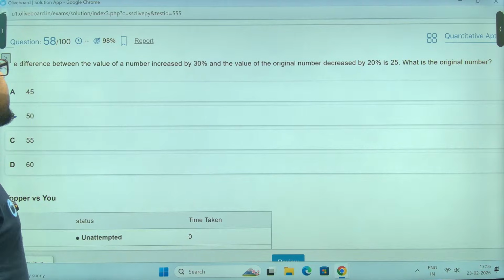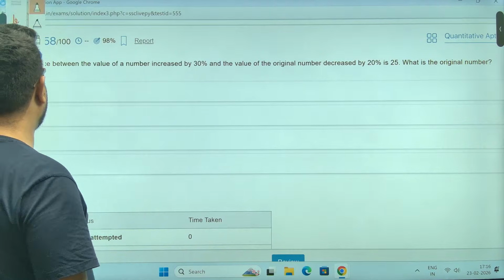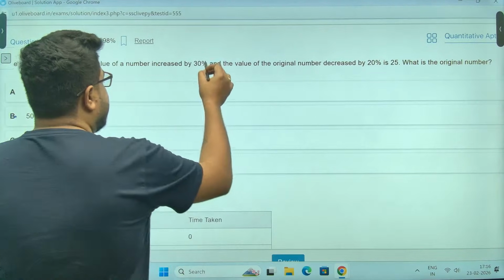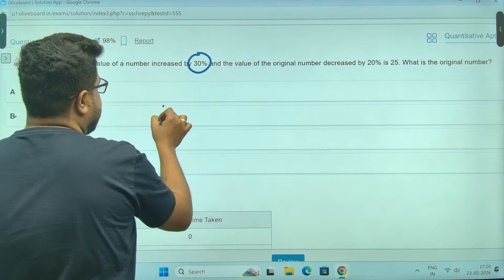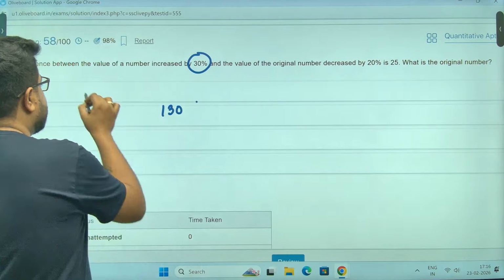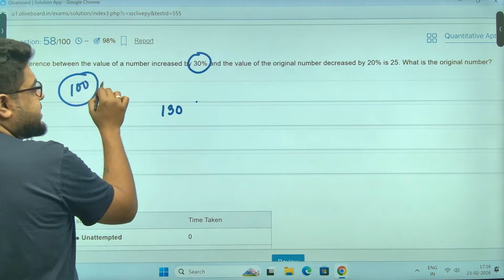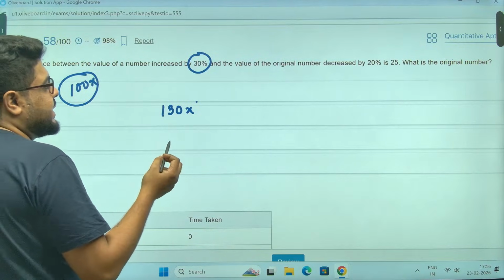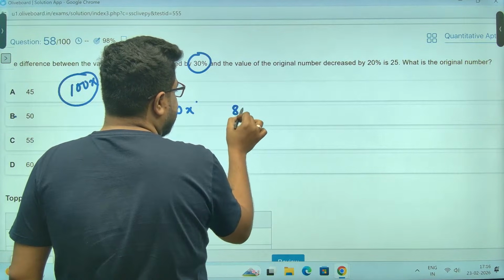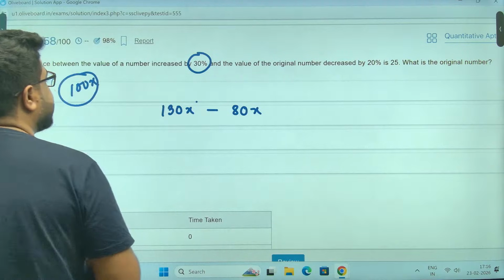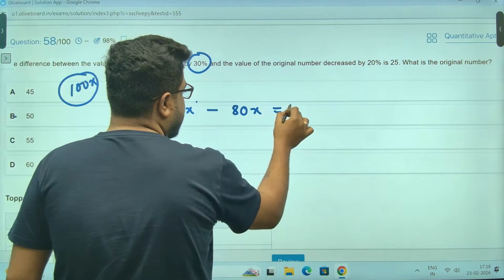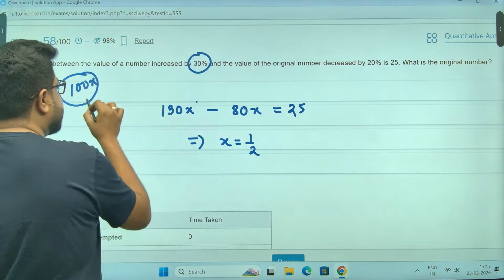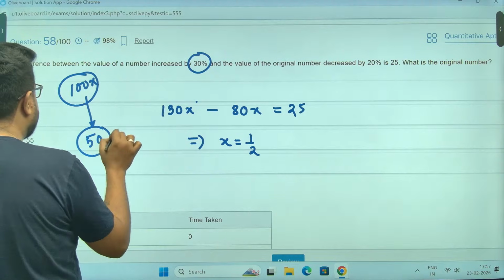The difference between the value of a number increased by 30% and the value of the original number decreased by 20%. Okay. 100% is the number. Increased by 30% means 130%. Or 100 is the original number, 100 units. Or 100x, let's say, because there is a value, better take x. 130x. Decreased by 20% means 80x. So the difference between these is 25. Meaning 50x is 25, x is 1 by 2. The original number was 100x. x is half, meaning the number is 50.